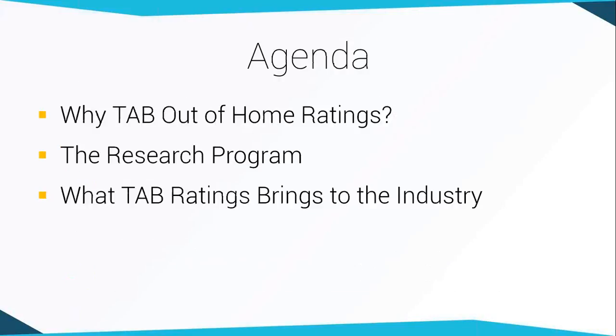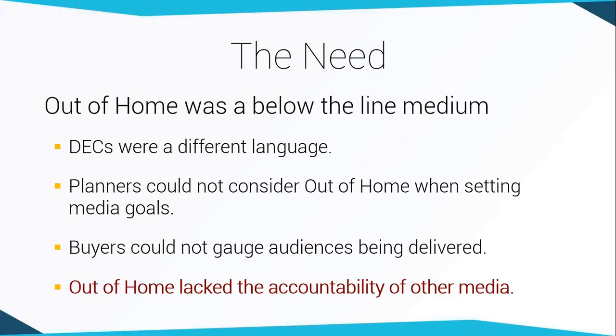So briefly, I touched on this already, but the agenda here is we're going to talk a little bit about why TAB out-of-home ratings. The research program I'm going to touch on. I'm going to show you some things on the website along with some other tools, and then we're going to talk about what the rating system is bringing to out-of-home. So why out-of-home ratings? Everybody in the industry right now is in a different phase in their transition to ratings.